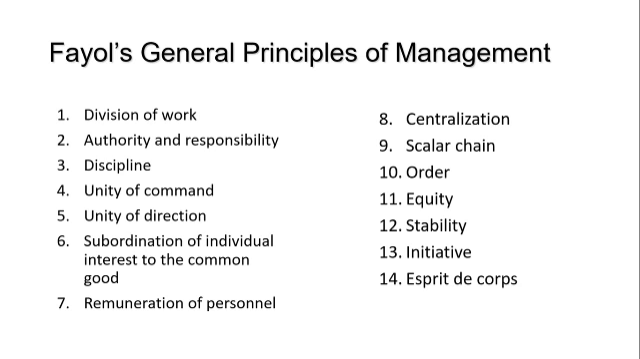So the 14 principles are like this: dividing the work so that you will get specialization, and there should be parity between authority and responsibility. There should be discipline in the organization, a place for everything. And the fourth one, unity of command, says that an employee should receive orders from only one manager. Unity of direction says one department should have one direction, one goal, or one objective. Sixth, there should be subordination of individual interest to the common good.